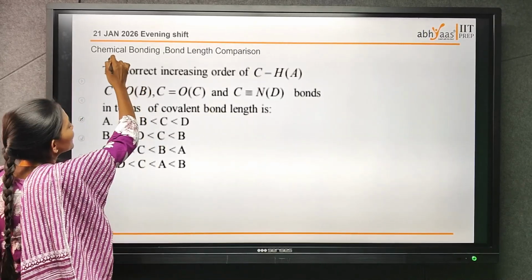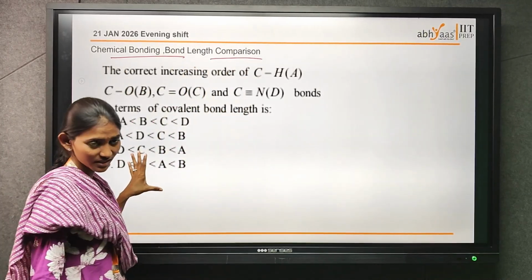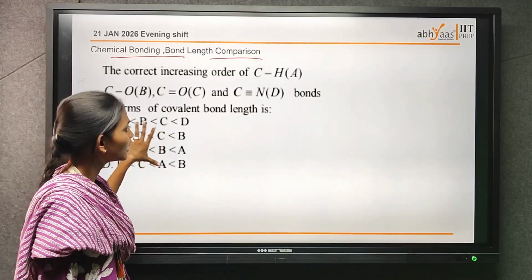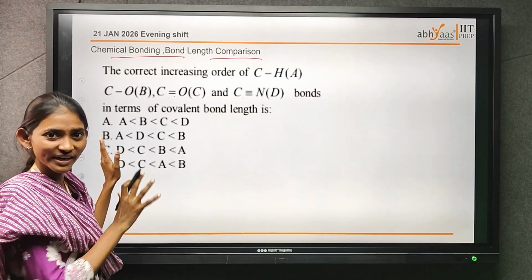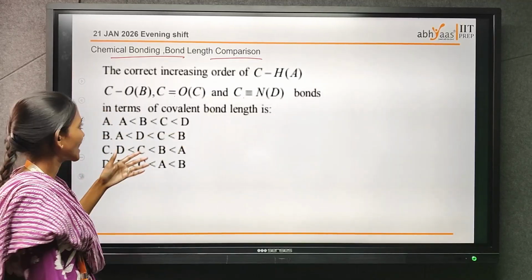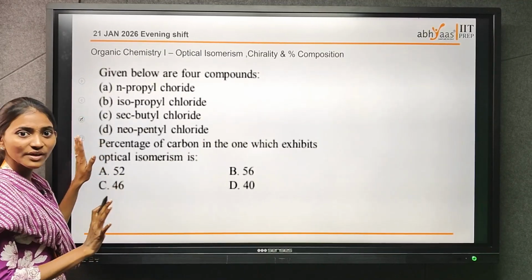Here they are asking from chemical bonding and bond length comparison, a directly NCERT-based question. This is coming to the triple bond, double bond. We are having some data values provided in NCERT. Apply this, you will get your answer. So, not that lengthy, a very easy question.